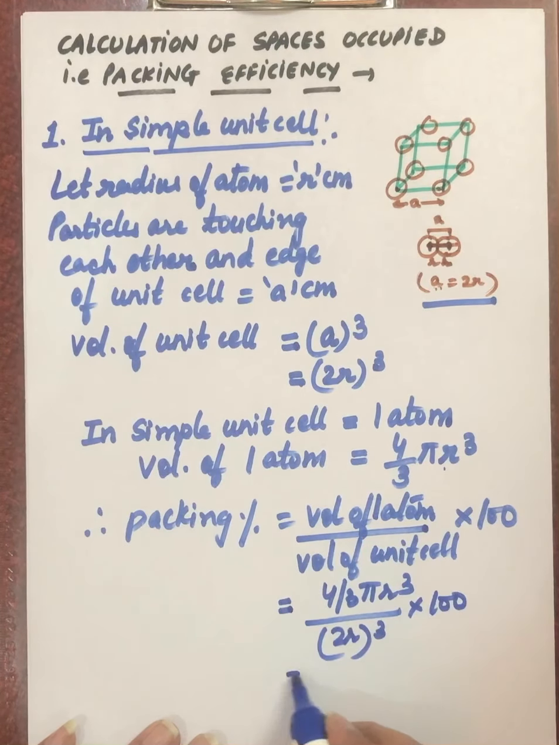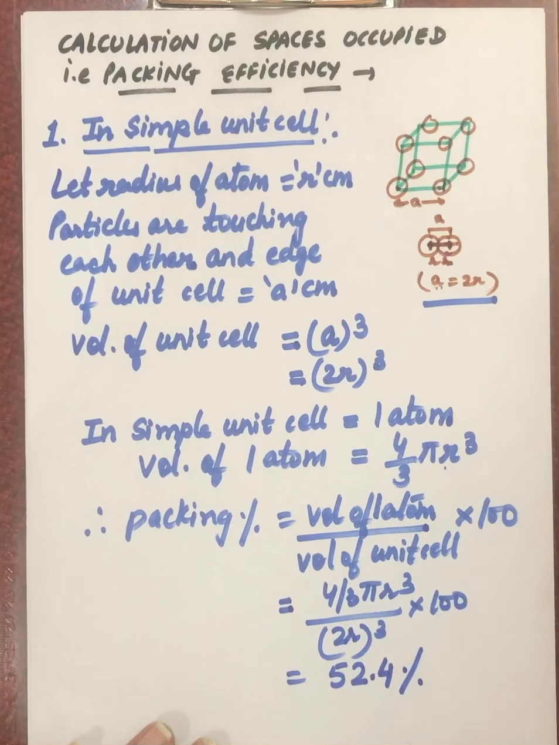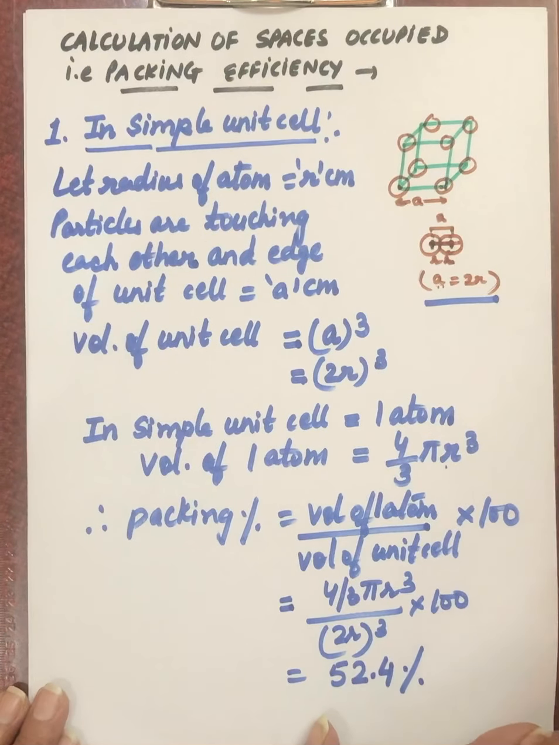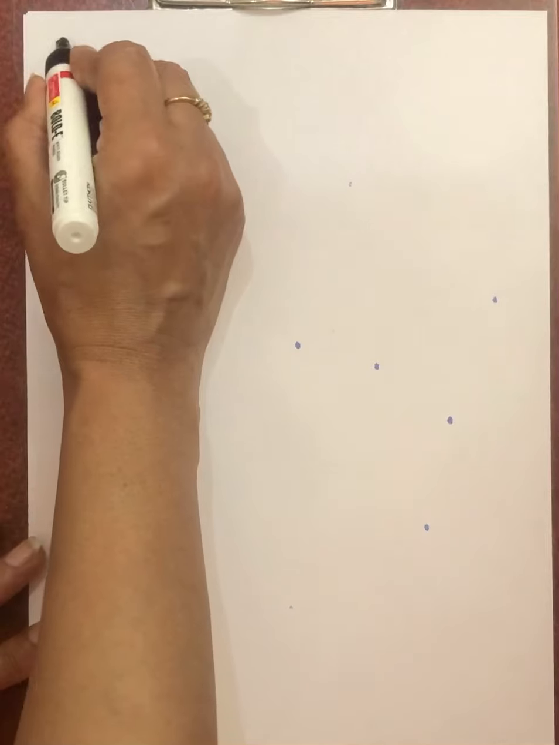After solving this whole thing, we will get 52.4%. So in a simple unit cell, 52.4% of the available space is utilized. After the simple unit cell, we are doing the next one, that is the FCC unit cell.